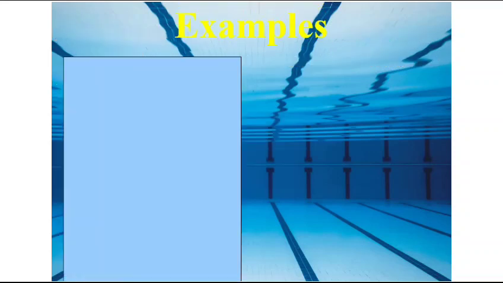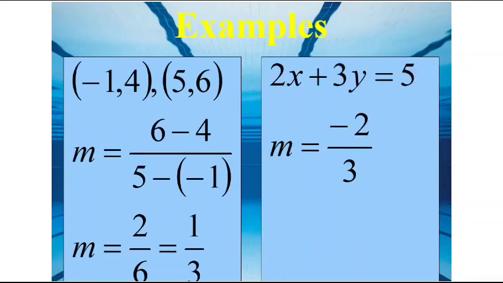Examples: find the slope of the line passing through the points negative 1, 4 and 5, 6. So m equal to y2 minus y1 by x2 minus x1. So here, 6 minus 4 divided by 5 minus negative 1, what we get? That m equal to 2 by 6 equal to 1 by 3.